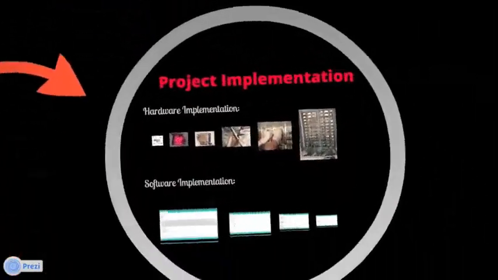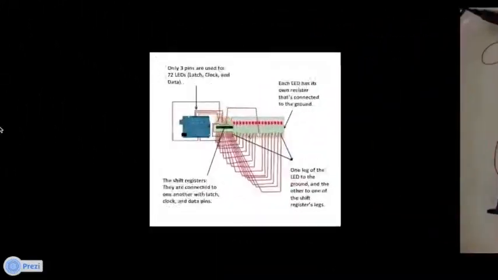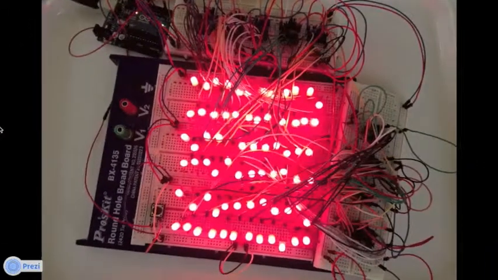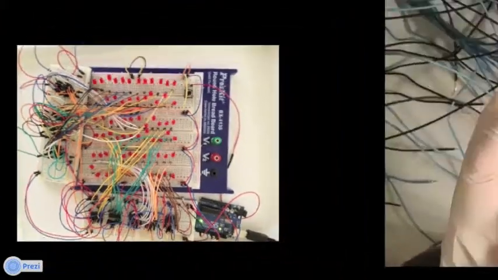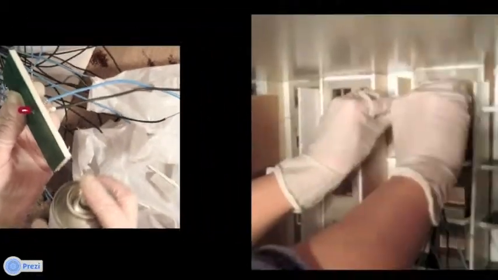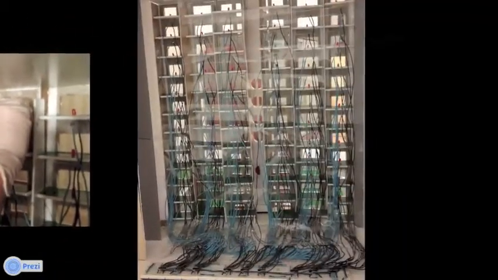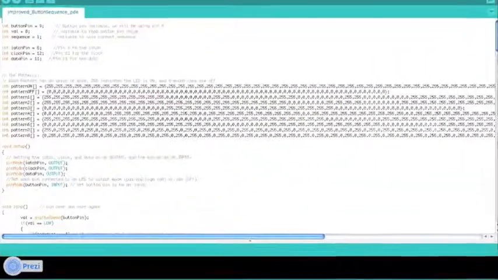Project implementation. Of course, working on a project like this needs both hardware and software implementation. Let's start with the hardware implementation first. For the first stage, I only used breadboards for testing the LEDs and designing the patterns. Then I soldered the legs of the LEDs with wires and put them to the model, and this is inside the model.